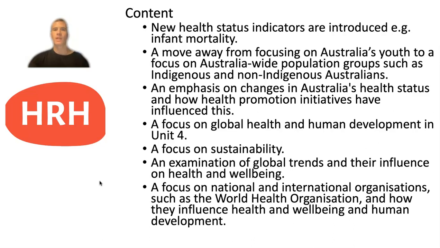There are new health status indicators introduced in Unit 3 for HHD. For example, infant mortality and under 5 mortality are a couple of examples. You do also drop off a couple of the health status indicators from Unit 1-2. There's also a move away from focusing on Australia's youth, which is littered throughout Unit 1-2, and there's more of a focus in Unit 3 on Australian-wide population groups, such as Indigenous or non-Indigenous Australians, those living within and outside major cities. You're considering a lot of the differences in health status and linking those to various factors, such as sociocultural and biological factors, etc.